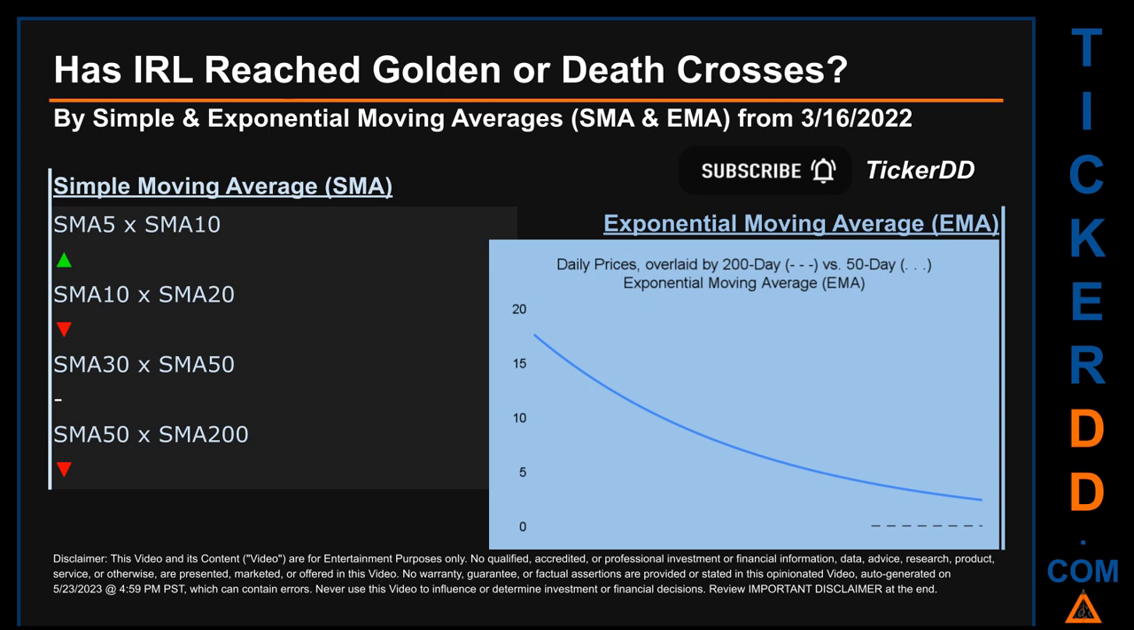For simple moving average, by comparing 50 to 200 days, we found a bearish death cross signal because the 50-day SMA crossed below the 200-day. Continuing with SMA, we looked across the 5 to 10, the 10 to 20, and the 30 to 50-day ranges to see if golden and death crosses had been reached. We found golden cross signal for the 5 to 10. We found death cross signal for the 10 to 20. We could find neither golden cross nor death cross signal for the 30 to 50.